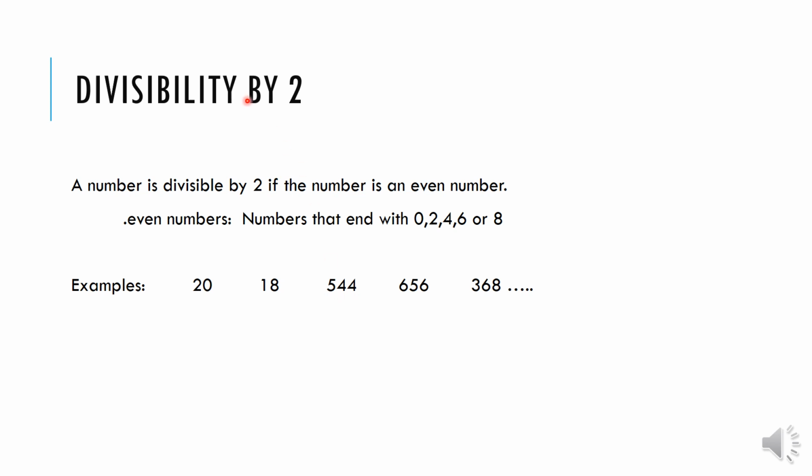We can divide it by 2. 656 is divisible by 2. Why? Since 656 ends with a 6. 368 is an even number. It ends with an 8, so it is divisible by 2. I want you to study the highlighted sentence. So a number is divisible by 2 if the number is an even number. What are even numbers? Numbers that end with 0, 2, 4, 6, or 8.